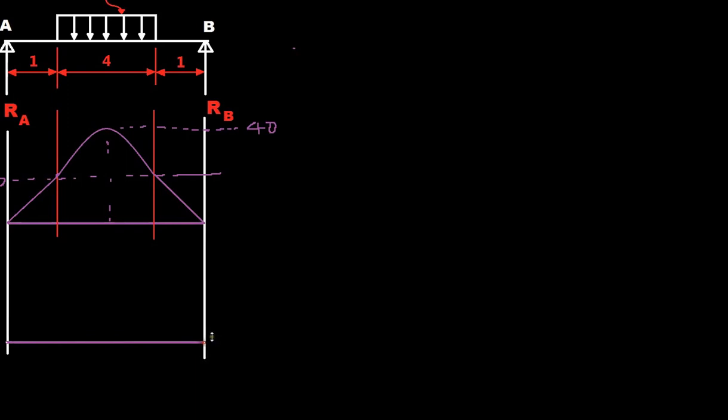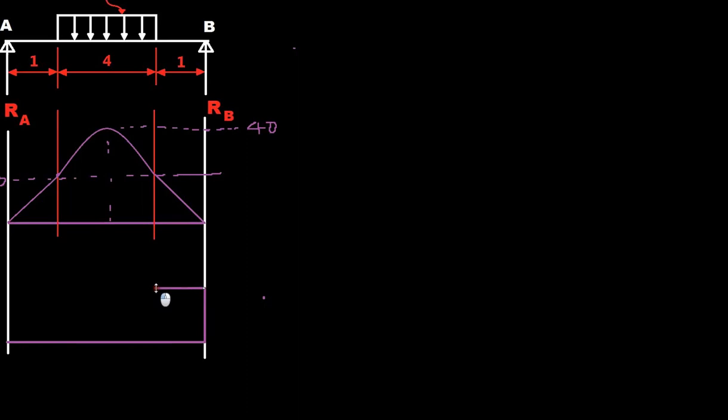The RB and RA are 20. So at this point, you have a 20 kilonewton RB acting upward. So that is 20. And there is no other force up to this point. There is no forces in between this point and this point. So you have 20 going all the way to here.